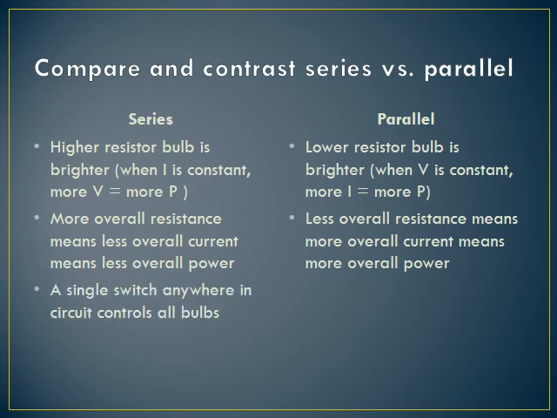And one thing that you maybe hadn't thought of is that in a series circuit, if you put a single switch anywhere in the circuit, you're going to be turning on and off all of the resistors. Whereas in parallel, you could actually have individual switches for each bulb. The reason I highlight some of these things is because I want you guys to think about which of these circuits is more useful for specific applications in your life.